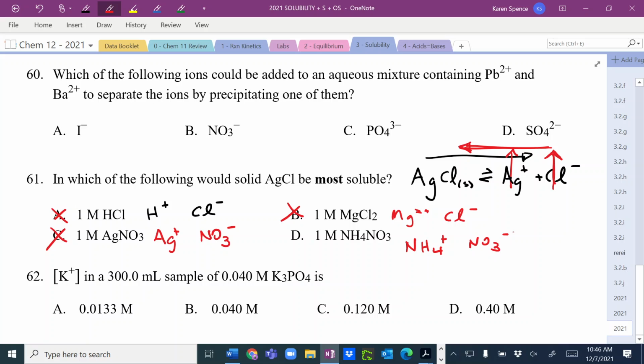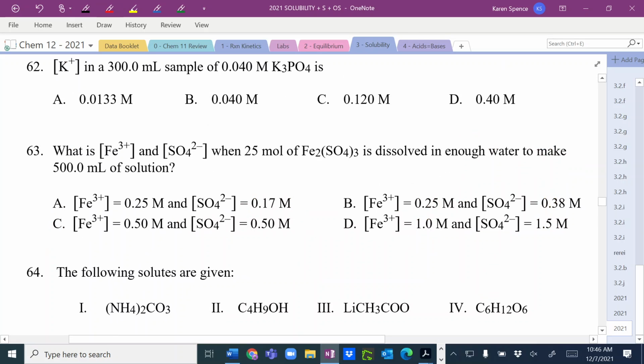61, 63. There's a problem with this question. This should say 0.25 moles. Does that fix it? Probably. So I'm just going to leave that one because I think the problem is it should not be 25 moles, otherwise the question makes no sense. Did anyone want me to go through it anyway? No. Okay. 63.